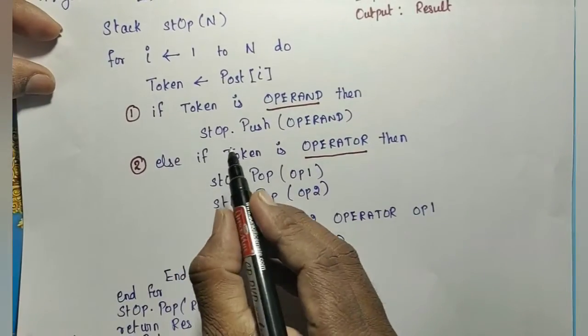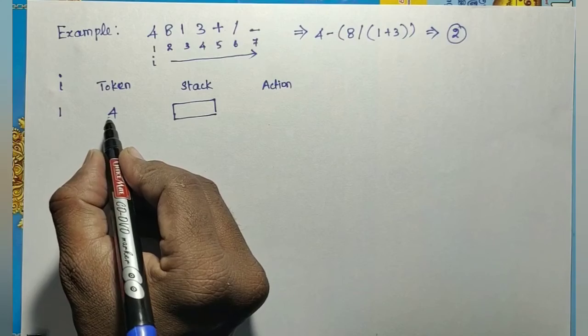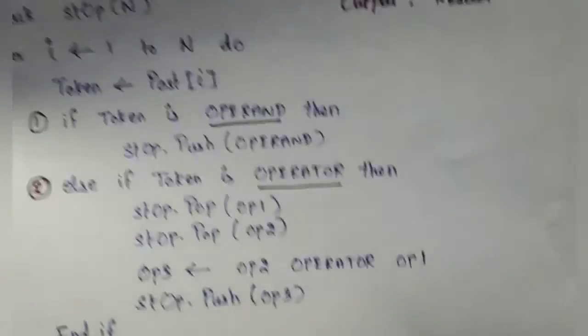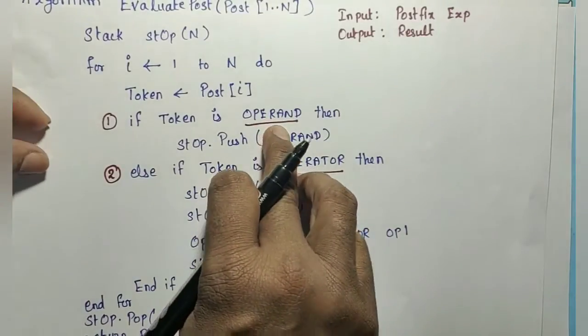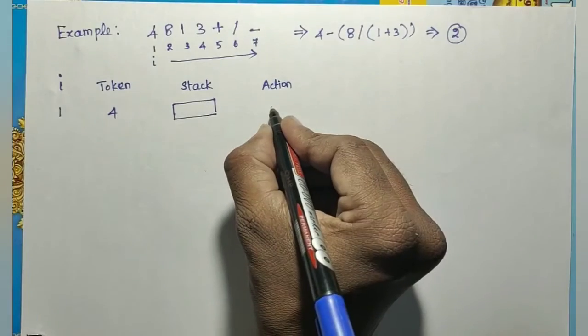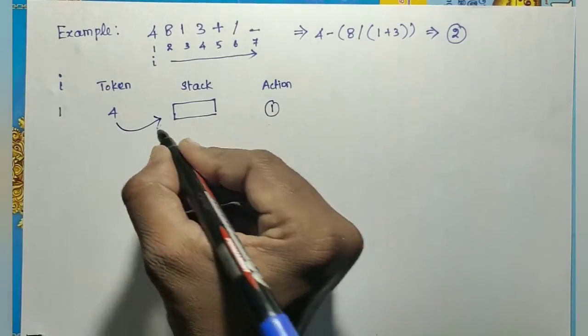You check whether the token is an operand or an operator, only the two cases. Here the token is an operand, not an operator. So it is an operand, which means action 1. What is that action? Just push that into the stack.